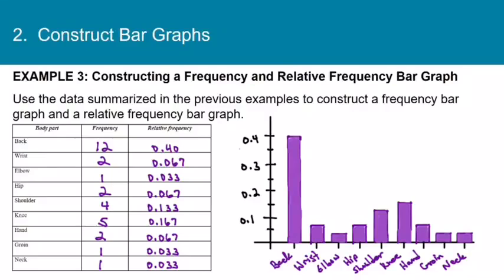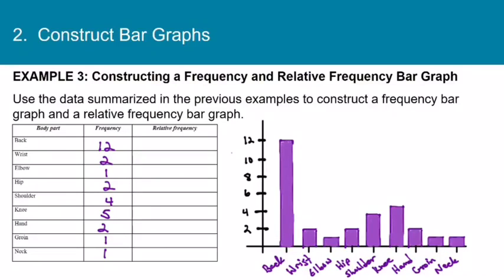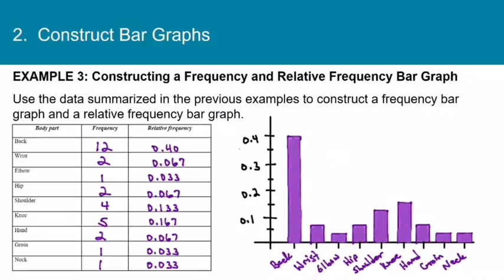And I'm going to flip back to the frequency bar graph that we did. And I just want you to see that the graph has the same shape. See that? So when you construct a relative frequency bar graph, it's not going to really look any different from the frequency bar graph. The only thing that's actually different is the vertical axis is labeled differently.